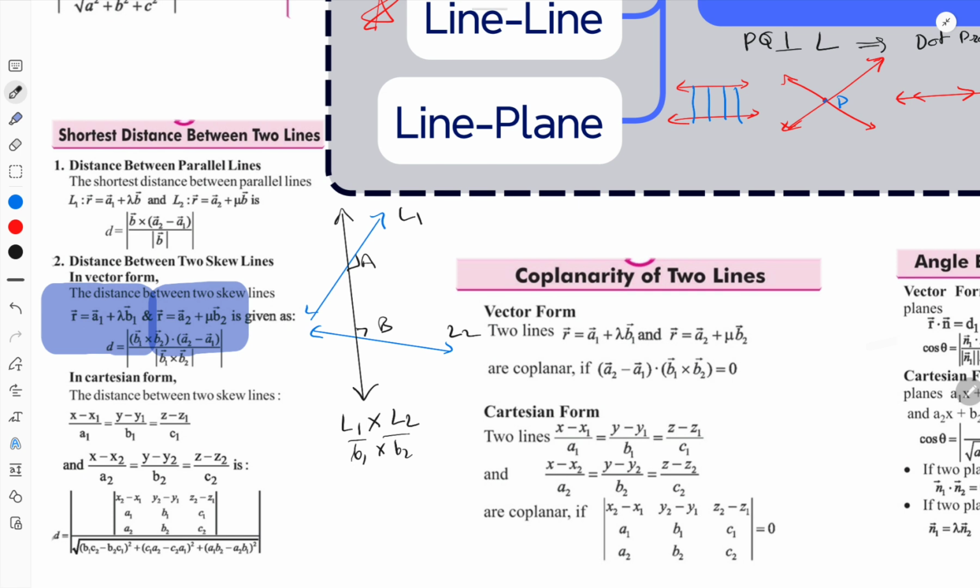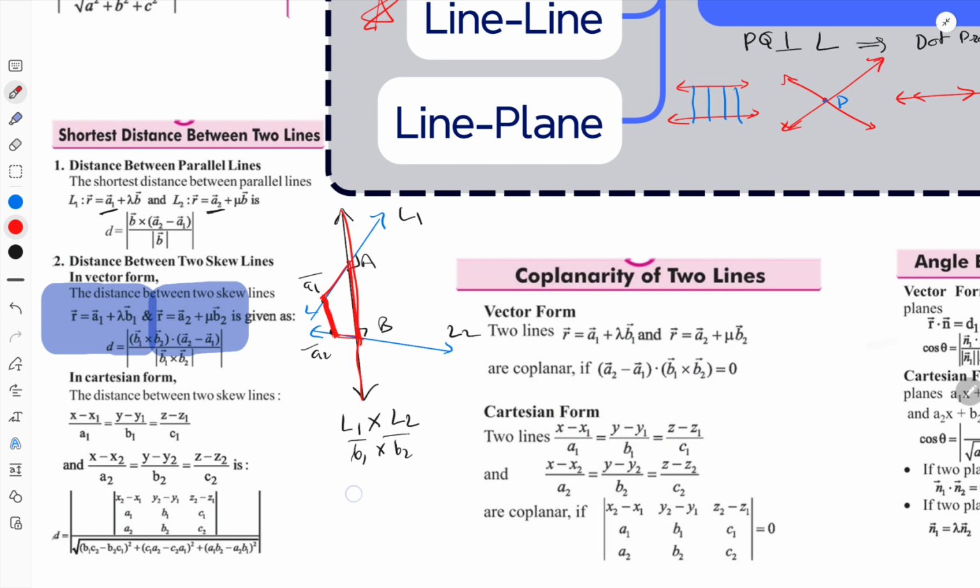Suppose A1 bar and A2 bar are two points on the lines L1 and L2 respectively. These are random points, so this distance need not be the shortest. The projection of this line segment on the perpendicular line will be called the shortest distance between the two lines.